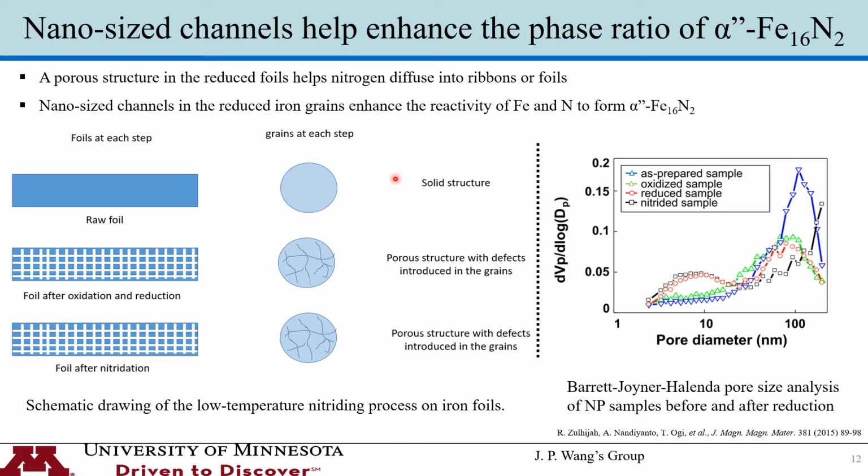And here I have a schematic drawing of how the microstructure changes in the foils. At the very beginning, the raw foil is a solid structure and the grain is a solid grain. And after the oxidation and reduction, you have a porous structure. And for the grains, there are some nano-sized channels introduced. The channels are from some deformations or dislocations. And these channels can help the nitrogen diffuse into the foil and react with the grain much more easily. So in this way, samples with high phase volume ratio of alpha double prime can be obtained. Also, these nanochannels have been observed and reported on some nanoparticle samples.